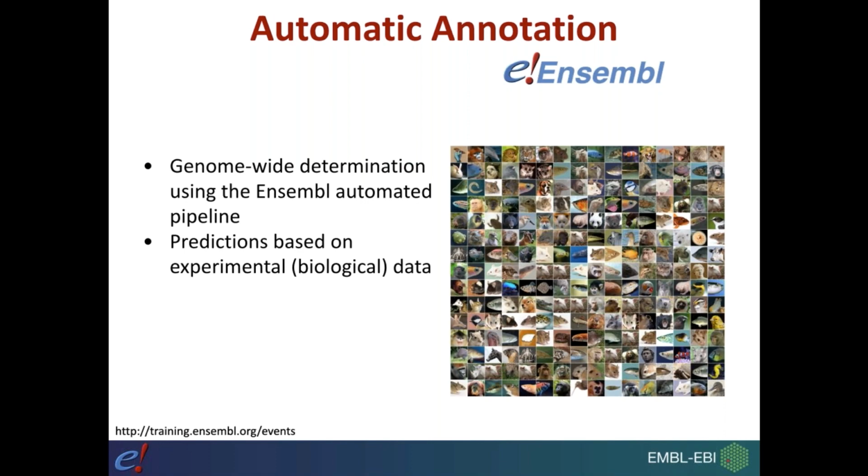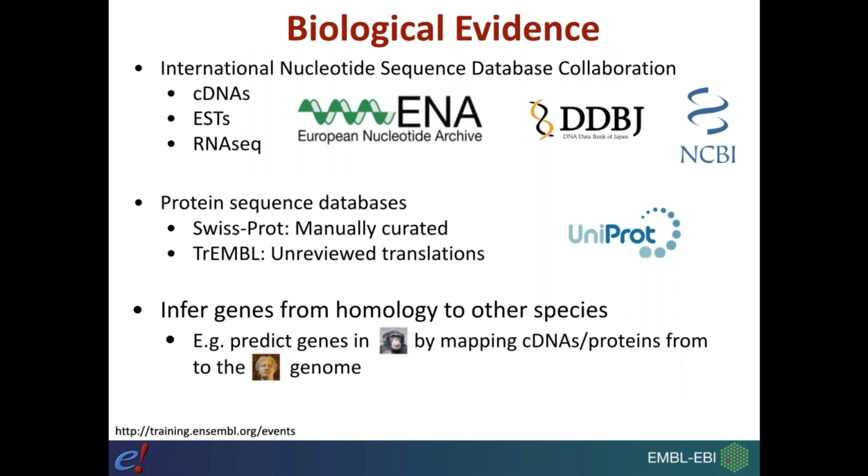For the automatic annotation, we use experimental data that comes from a variety of databases to make genome-wide predictions for all the species in Ensembl. So this is completely automated. However, there is real biological data behind this. And this is the biological evidence that we use for our automatic annotation.